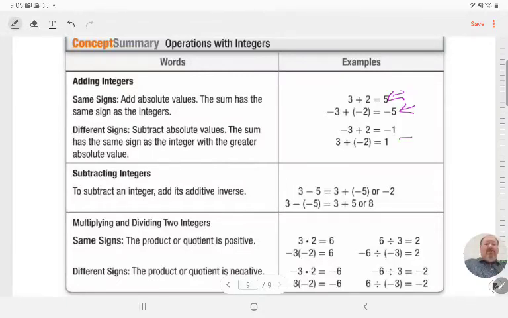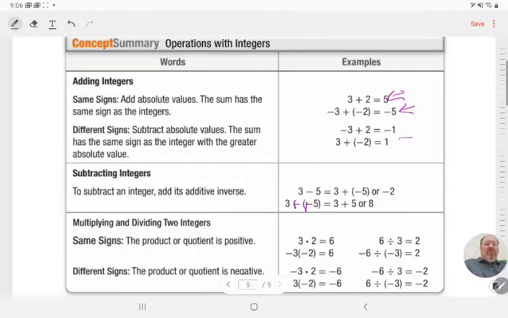Then subtracting integers, remember we could just add its additive inverse. So for example, if I have 3 minus 5, I could say 3 plus a negative 5, then I just use the rules for adding integers, okay? And don't forget, if I have 3 minus a negative, we could always do the keep, change, change, which now becomes 3 plus 5. Okay?